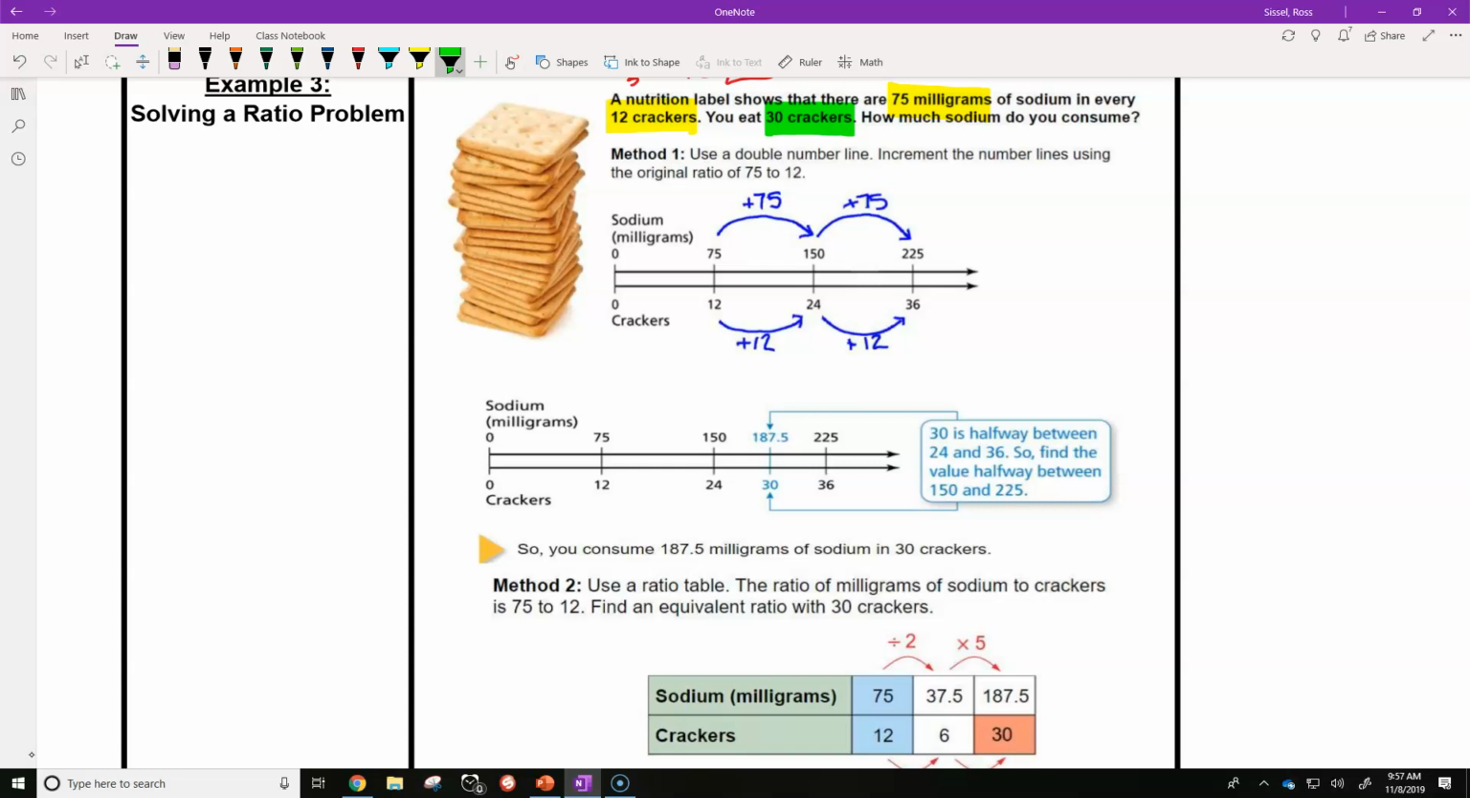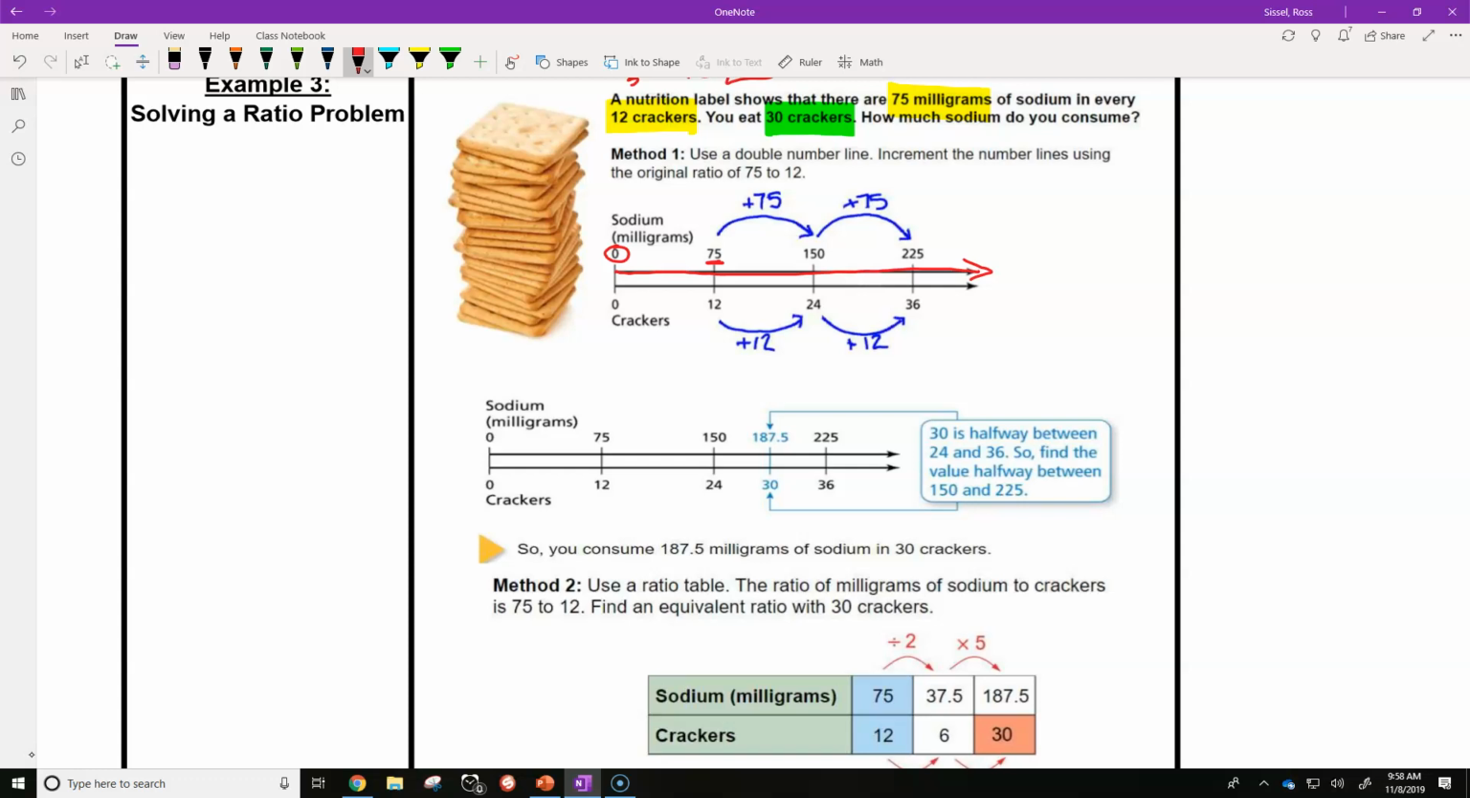Now, there are multiple ways to solve this. But one method was that double number line that we did on example 2, or exploration 2, that we did Wednesday. So, what they did here, if you're looking, here's their number line, and they said 0, and then they said 75.